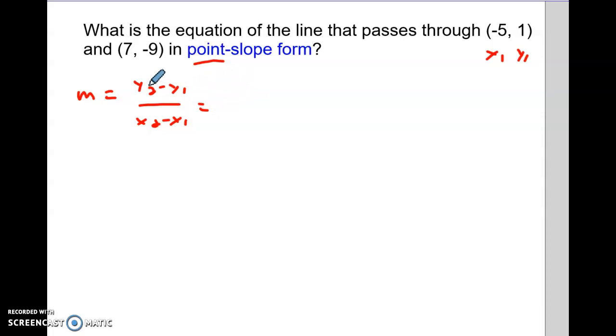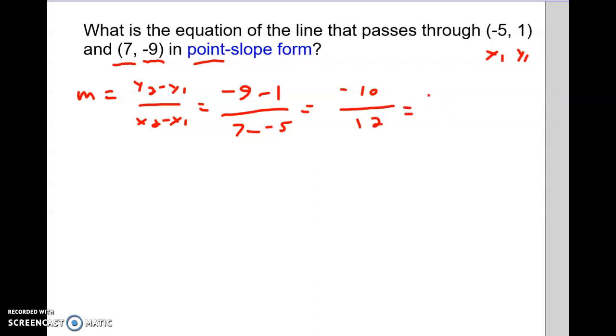So this would be y little 2, so I'd have -9 minus y little 1. And then x little 2 would be 7 minus -5. So we end up with, on the top here, -10, and our denominator would be positive 12. Probably should simplify.